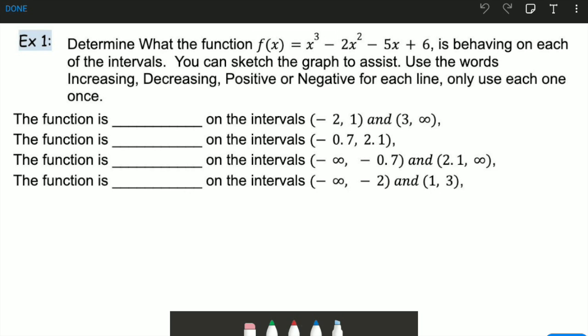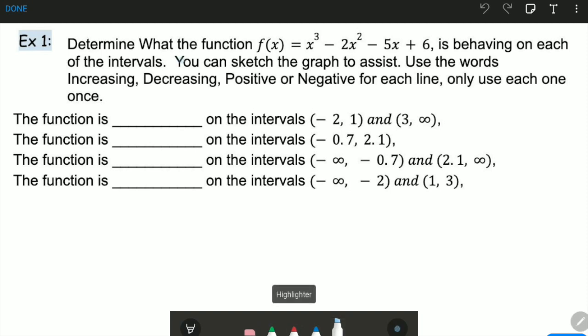Okay, in this example, we are supposed to determine what the function f of x is, or how it's behaving on the intervals given. We're going to sketch the graph, or we can sketch the graph to assist. And then we're supposed to use increasing, decreasing, positive, or negative on each of the intervals to describe what it's doing on each of them.